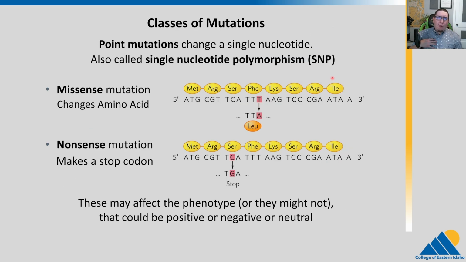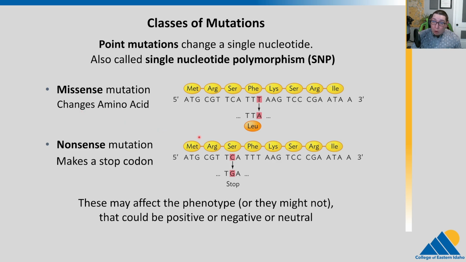We're going to talk about first what we call point mutations. Point mutations are changes at a single nucleotide, a single base. We also call these single nucleotide polymorphisms, SNPs. Now, there's different things that can happen here. You could have a SNP, a change, like here, TTT to TTA. That's going to change the amino acid in this case. We would call that a missense mutation because it changes the amino acid.